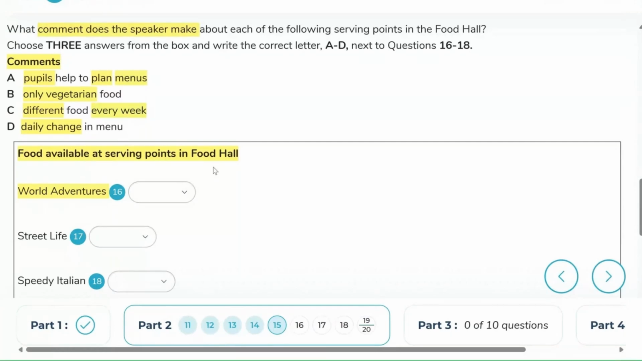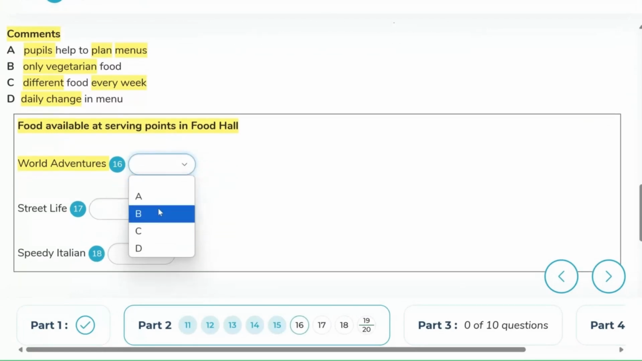OK, back to the serving points in the food hall, which will all have side dishes, desserts, and drinks on sale, as well as main courses. One serving point we call World Adventures. This will serve a different country's cuisine each day.